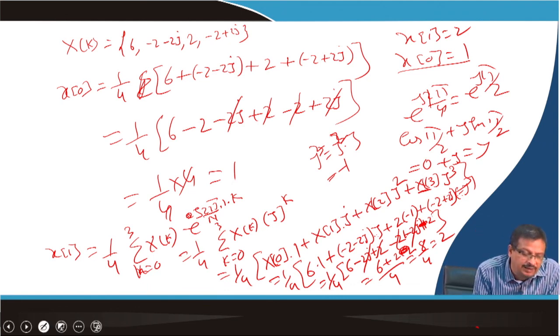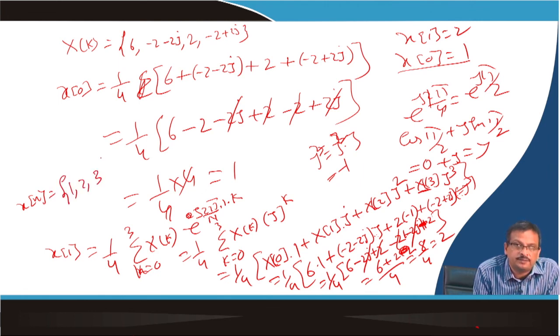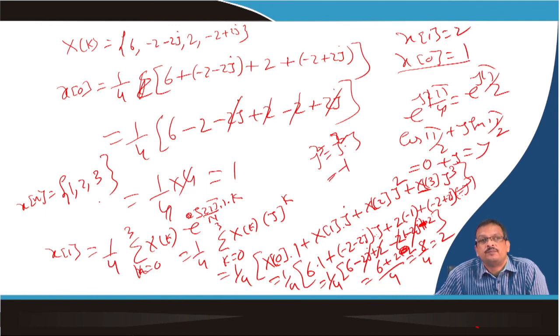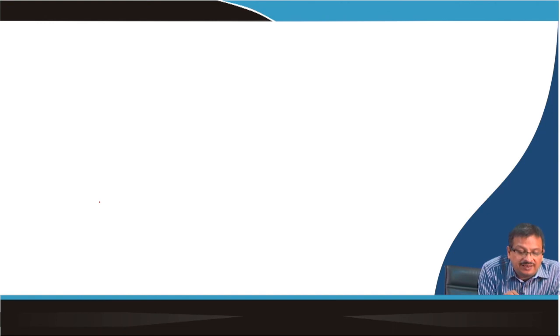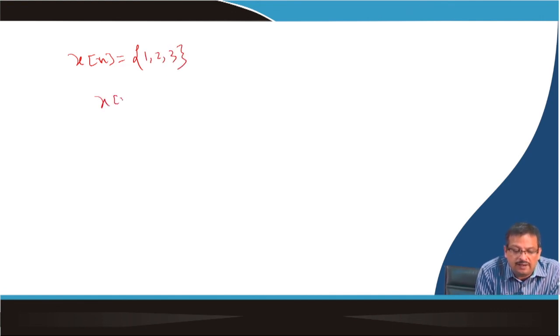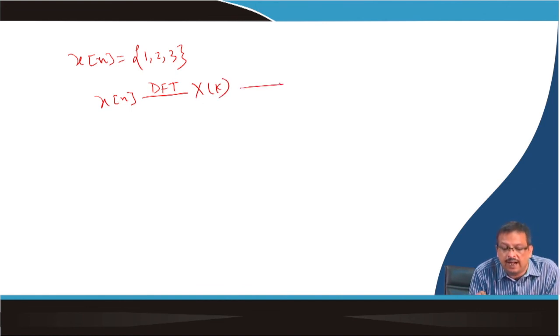So I can get back the signal x[n] equal to 1, 2 and 3 if I do the inverse DFT. Now suppose I have a signal x[n] equal to, do it yourself, 1, 2, 3. So x[n], if I take DFT, I get X[k]. Now if I take IDFT, then I get x[n], that we have proved.